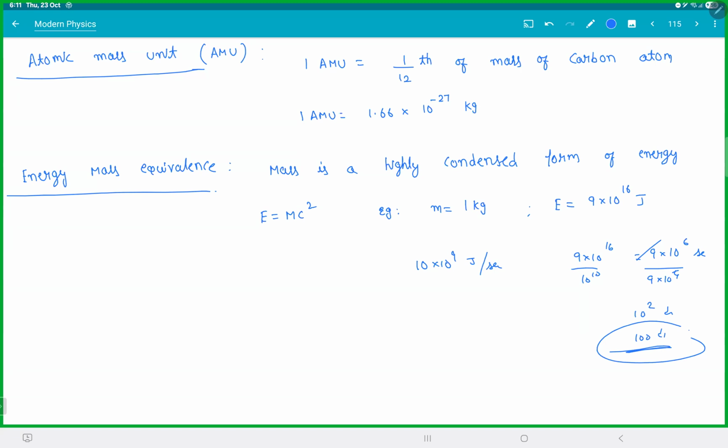I have taken it as 10 gigawatts. If it is 30 gigawatts, that is an extreme case, even then you can run the country for a month. That much energy you get if you convert 1 kg into energy. During a nuclear bomb explosion, around 50 to 60 grams of mass gets converted into energy. That's it, 50 grams, and that is sufficient to wipe out a city.